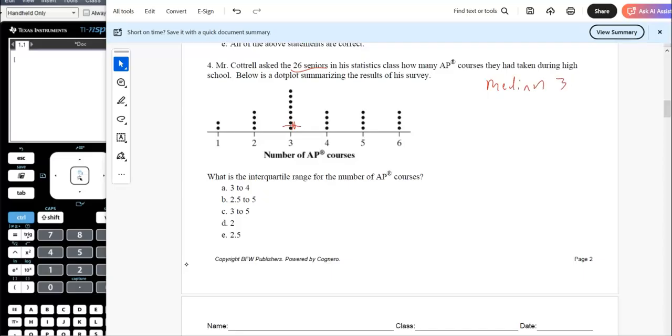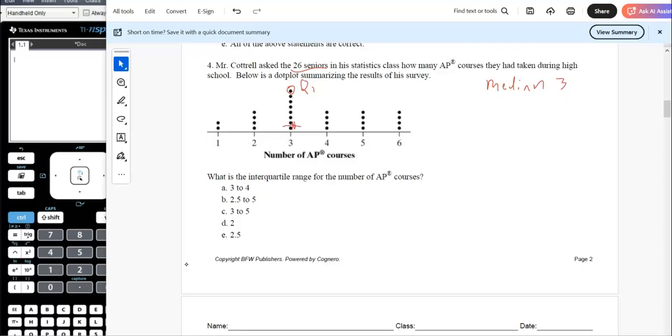It's that particular 3. So there are 13 values to either side of that line that cuts it in the middle. So there are 13 values, which means the 7th term is the Q1. So 1, 2, 3, 4, 5, 6, 7. So this is Q1.